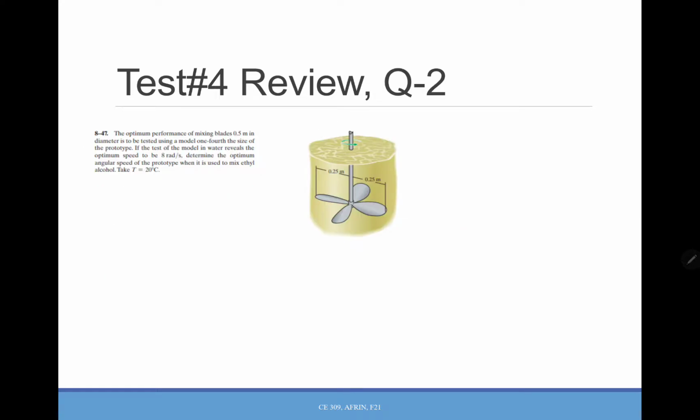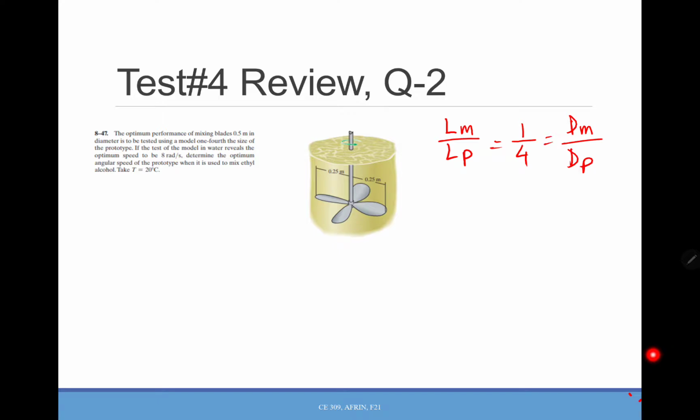Okay, for the second one, as I said in class, this one is for the optimum performance of mixing blades in diameter to be tested using a model 1/4 of the size of the prototype. So that means model over prototype is 1/4, or you can say dm over dp, because I am seeing diameter here.